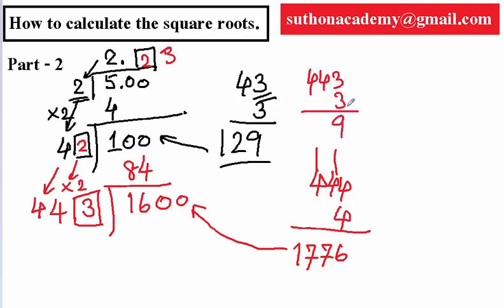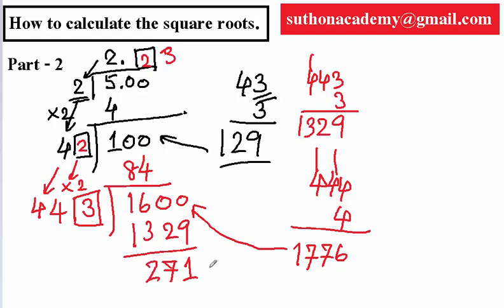4, 4, 3 times 3 is 9, 12, 12, 13, 1, 3, 2, 9. It's 1. It's 7. 2, right? And then 0. 2.23. Okay, 4, 44. Bring it here.